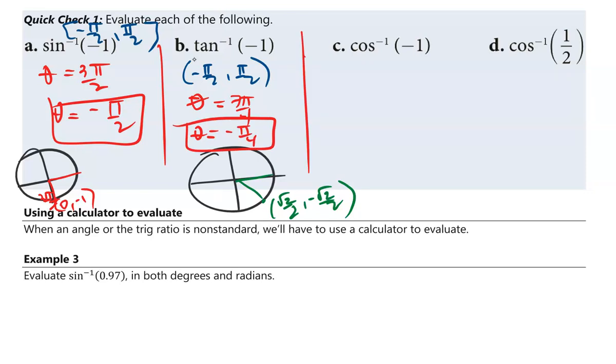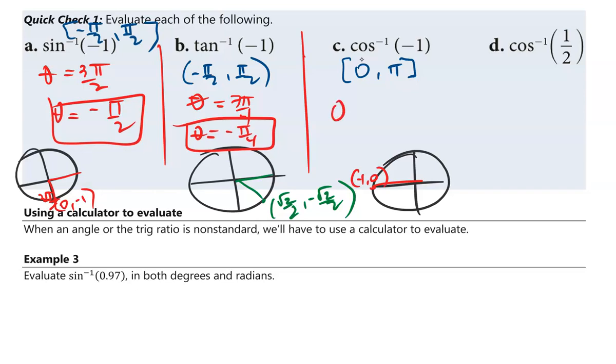Then letter C, inverse cosine of negative 1. That is from 0 to pi, and where is negative 1? Here, this is negative 1, 0. So cosine here is equal to pi. So that is the answer for letter C.